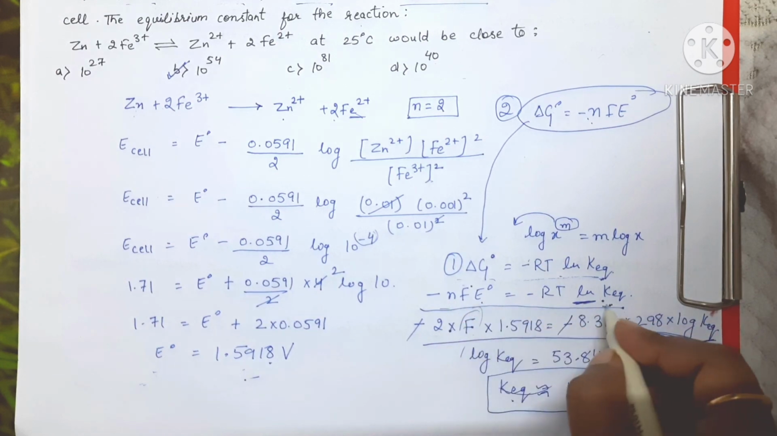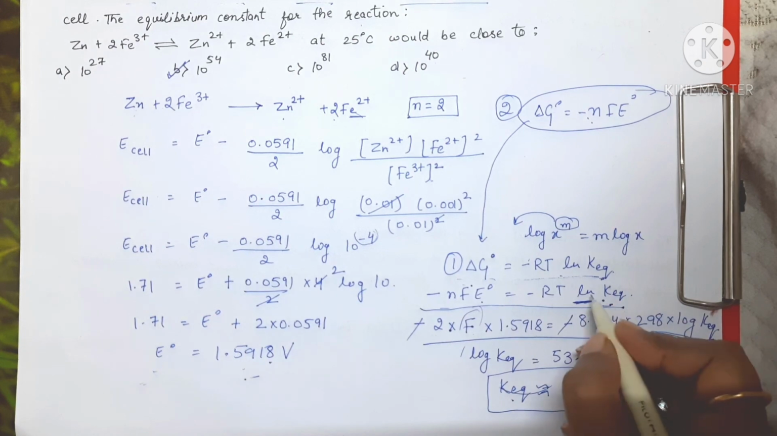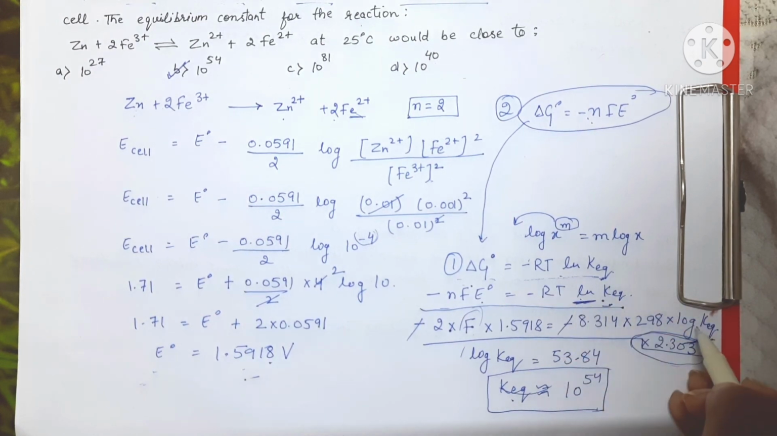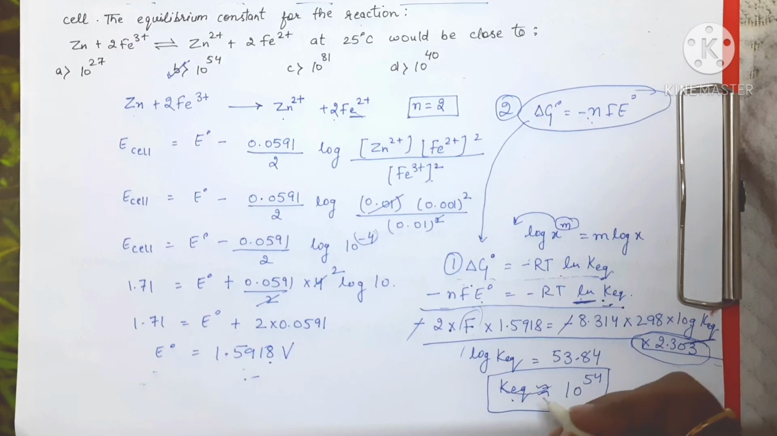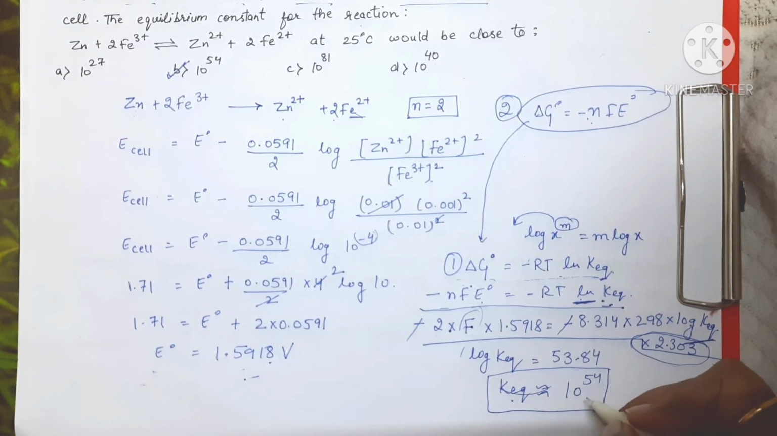So using this equation, we just substituted the values and also changed this ln value. This ln was changed to log by multiplying it by 2.303, and on solving we got the approximate value of equilibrium constant, that was equal to 10 raised to the power 54.